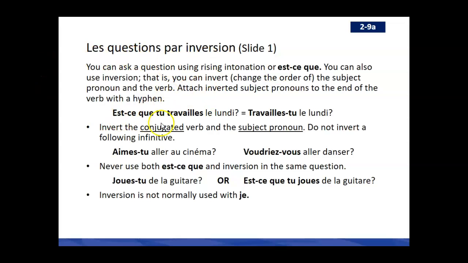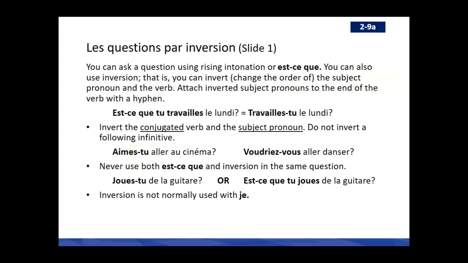So the question, est-ce que tu travailles le lundi? Do you work Monday? I can forget all about using est-ce que, and I can just flip tu travailles, and I can also form a question. So, travailles-tu le lundi? And it's the same question. They are equal to each other. Okay, and let's say that I have a question where I have a conjugated verb and an infinitive verb, like tu aimes aller au cinéma. So, tu aimes is the conjugated verb. Aller is the infinitive. So, do you like to go to the movies?